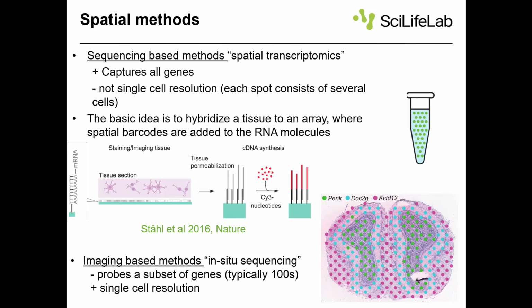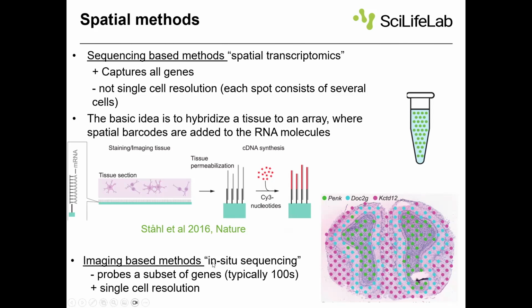So there are two basic flavors of this. One is called spatial transcriptomics, at least it used to be called that. This is based on sequencing, and the good thing is that you can capture all genes, everything you can sequence, you will pick up. But this is not really single cell resolution. Each spot here corresponds to many cells. The way this works is that you have your tissue section, you put it on an array, and your transcripts diffuse onto that array. Depending on where they land on the array, they get different tags. By sequencing these tags, you know where in the section each molecule came from.